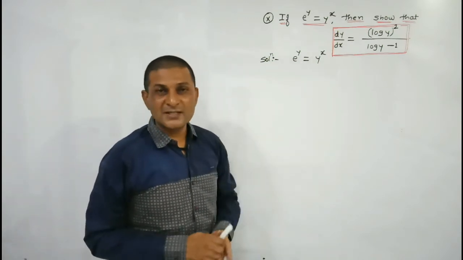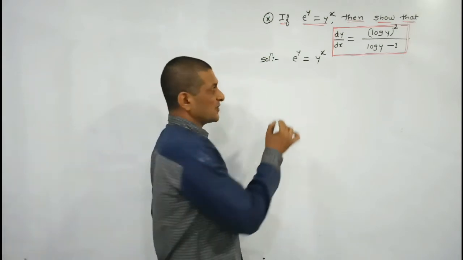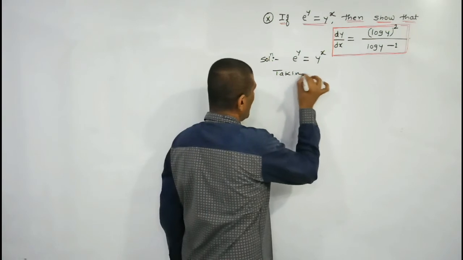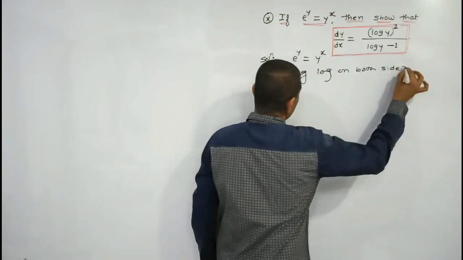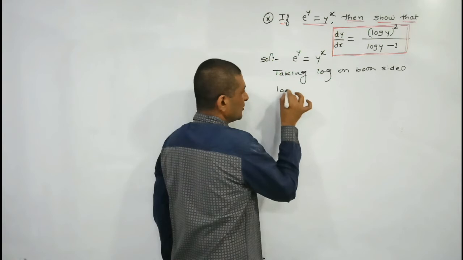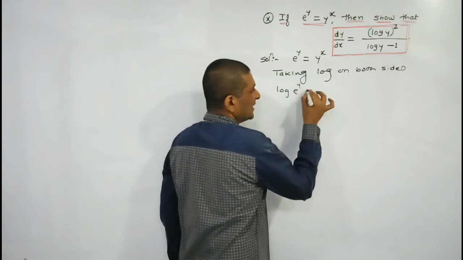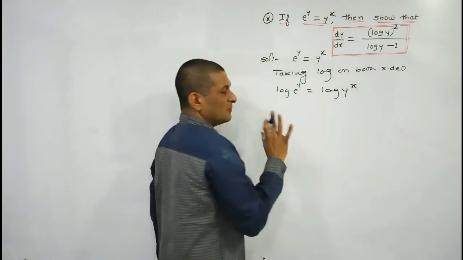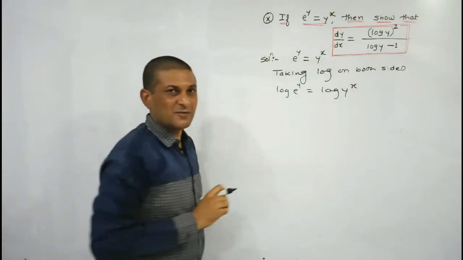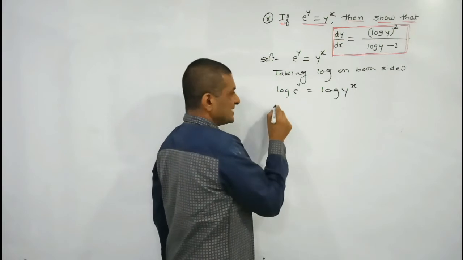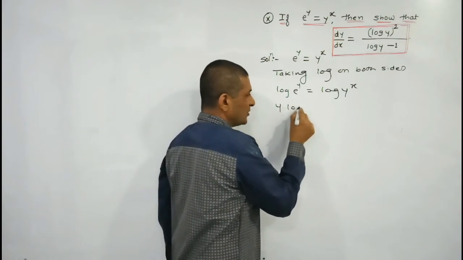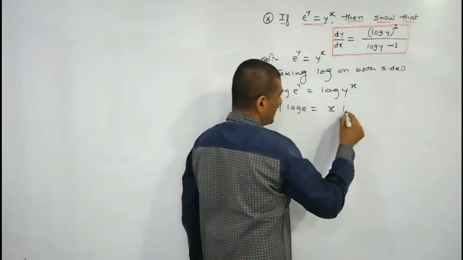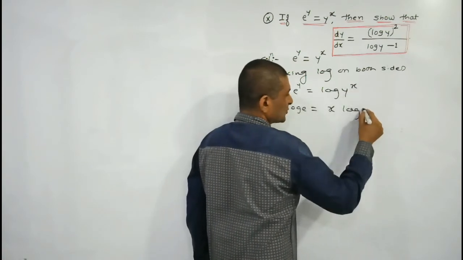In such cases we are applying logarithmic differentiation method, means we have to solve this example by taking log on both sides. See what we will get here. On this side we will get log of e raised to power y, and on this side we will get log of y raised to power x. Now we are simplifying it applying laws of logarithm. So first take this power as a coefficient, so here we will get y log e, and on this side if we are taking power as a coefficient applying laws of logarithm, we will get x log y.